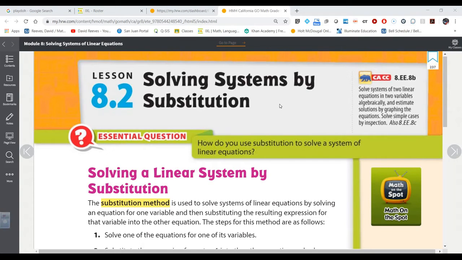Hello again, everybody. Mr. Reeves with you today to work through solving some problems using the substitution method. So we are in the process of learning how to solve systems of linear equations. The first method we learned was solving by graphing.